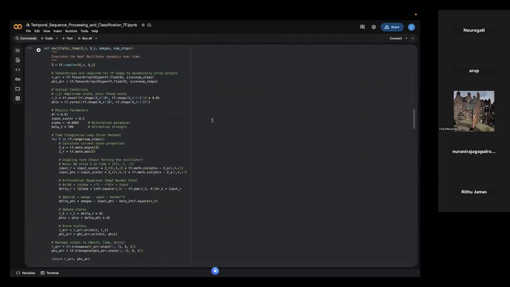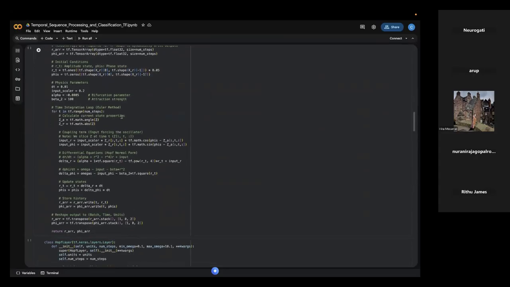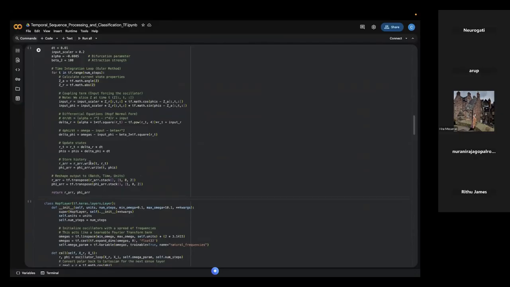This again is the oscillator loop. You can look at it in your own detail, but it's effectively doing the same thing. We have an Euler loop. We are solving the differential equation using the Euler loop. Once we have the time history, we send it forward.